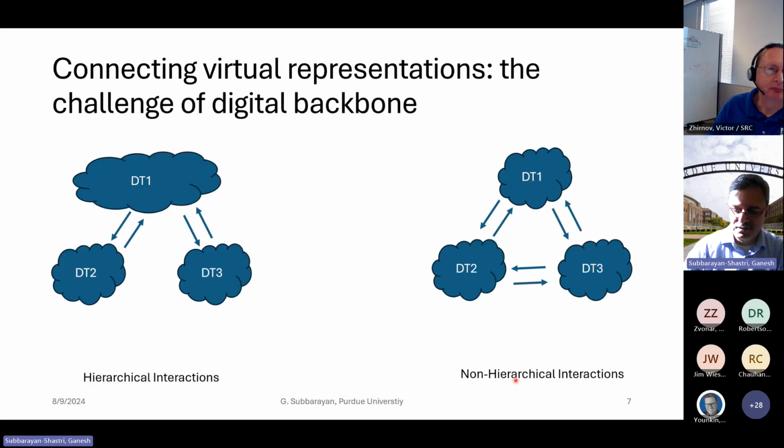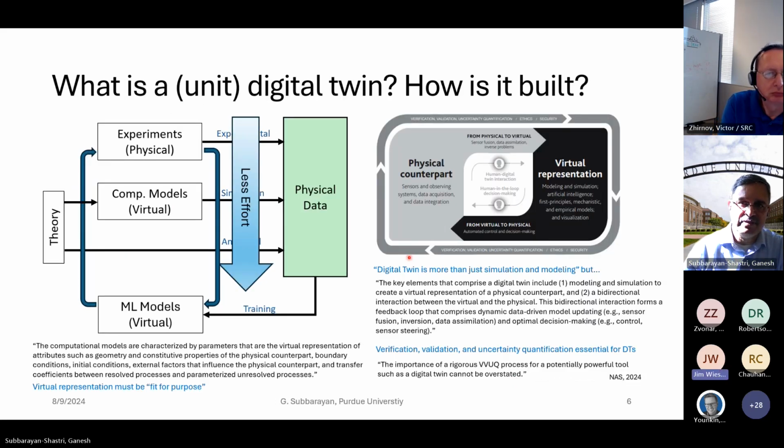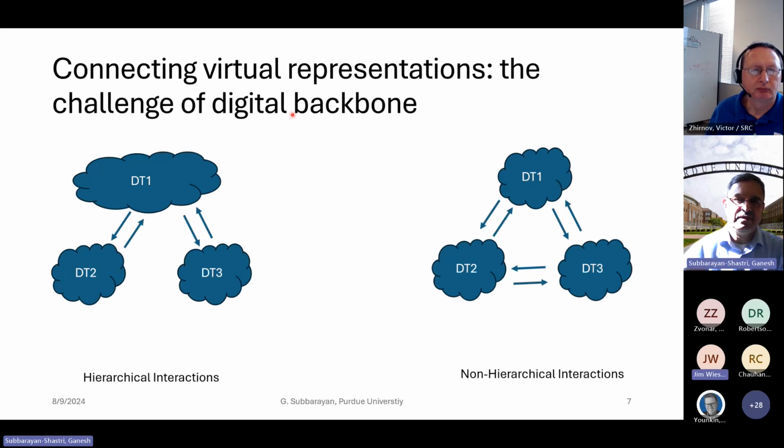So let me go on to the topic closer to the topic of today. If I think about this as being a unit digital twin, what we develop here is a unit digital twin based on experiments on a specific equipment, a specific computational model, and an ML model that tries to mimic the experiments and the computational model. And we talk about how this is built in this particular slide. The question is, how can I then pull together many such digital twins to create what we are calling a digital backbone? So how might that backbone look like?